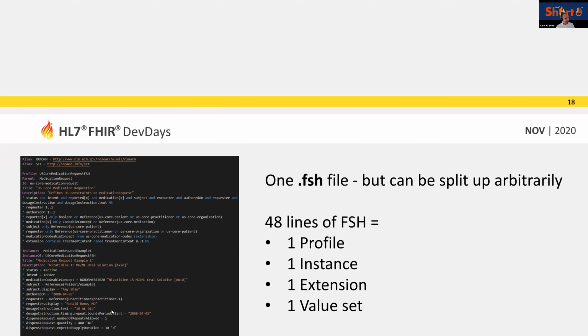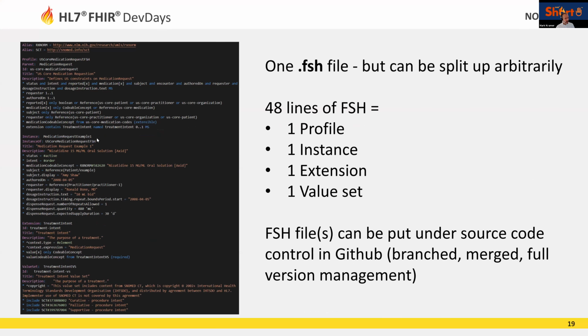Here's the entire set of examples that we've put together, or the entire set of FSH we put together. There are 48 lines in this file. It's a FSH file. It's just text. And we've defined a profile, an instance, an extension, and a value set. So we can take this text file, which is remarkably small, actually. We can put it in GitHub or a similar source code control system, and we can manage it as any other file of text.